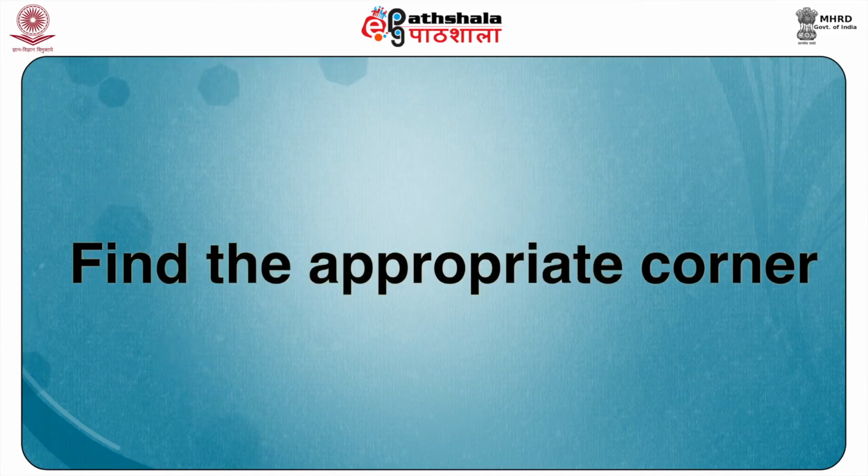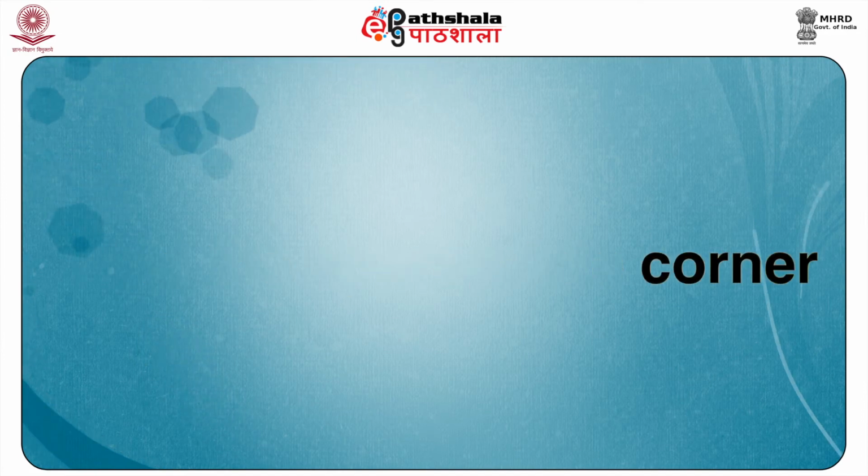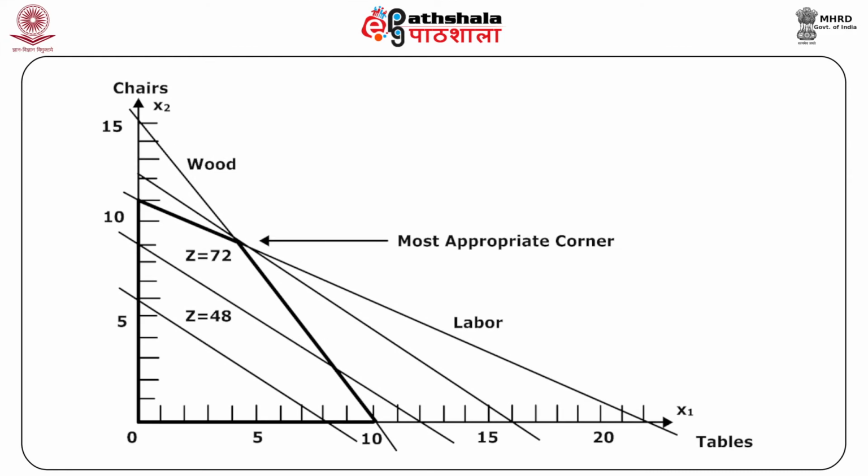Step 6. Finding the appropriate corner. Since we want to maximize z, we will draw a line parallel to the objective function lines that touches the last point in the feasible region while moving away from the origin. This identifies the most attractive corner, which gives us the amount of wood and labor that will result in the maximization of profits, that is maximizing z. Thus, it represents the optimal solution to the linear programming problem. It can be seen clearly from the figure.